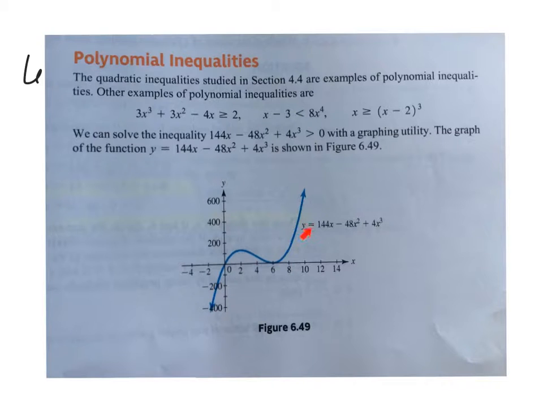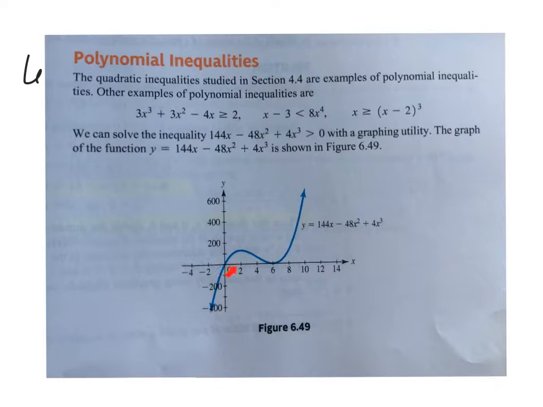What we're looking for is, when is it greater than 0? It is greater than 0 at certain points on this graph. The function is greater than 0, y is greater than 0. So where does that happen?